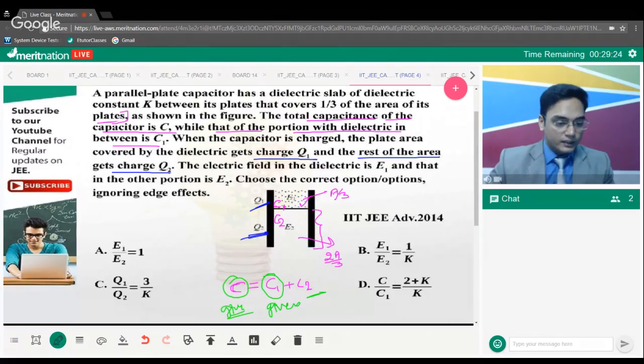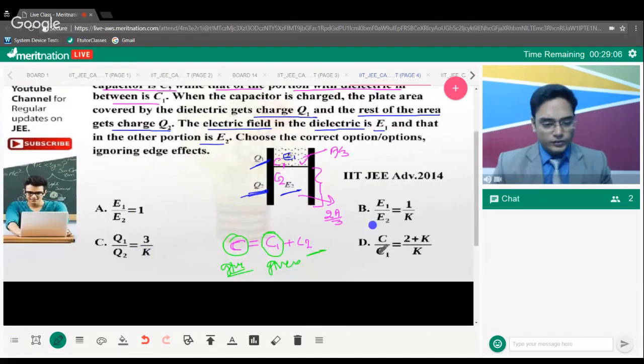The electric field in the dielectric is E1, which is given, and that in the other portion is E2. Choose the correct option, ignoring edge effects. Fine. So we have to choose out of 4 options. Whenever you are solving such a question, it's very easy to obtain relations in terms of capacitance.